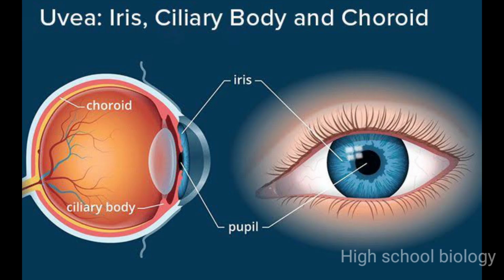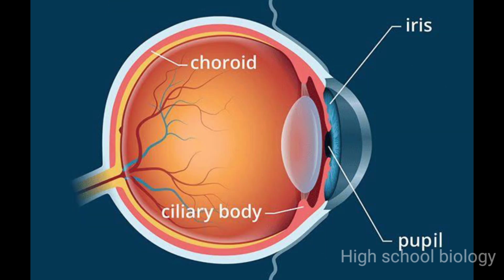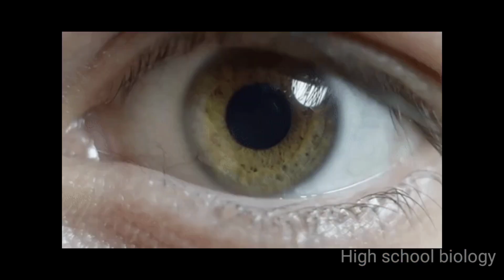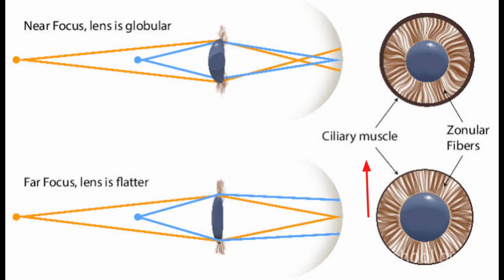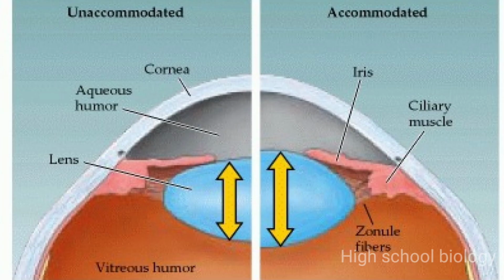The second one is the ciliary body. The ciliary body is a circular structure that is an extension of the iris, the colored part of the eye. It produces the fluid in the eye called aqueous humor. It also contains the ciliary muscle, which changes the shape of the lens when you are focusing on near objects.